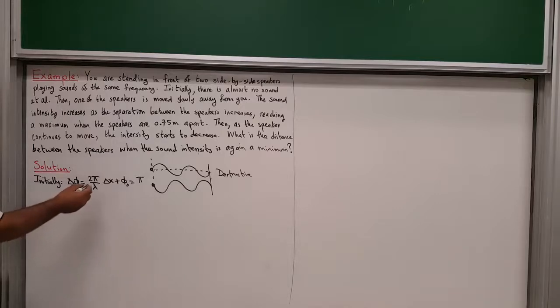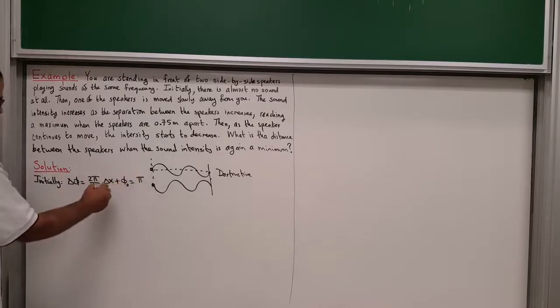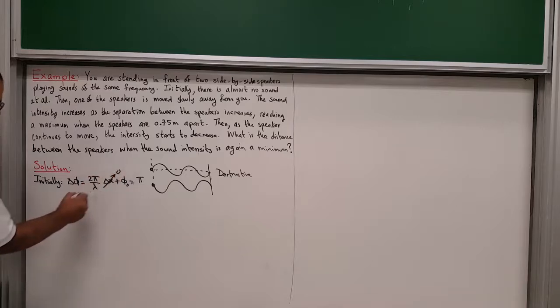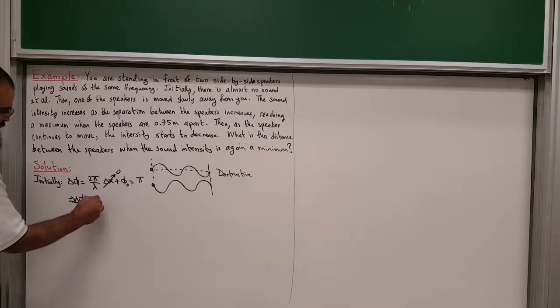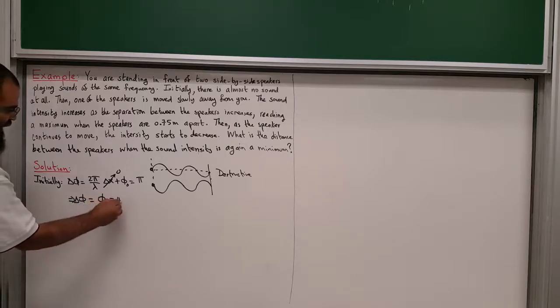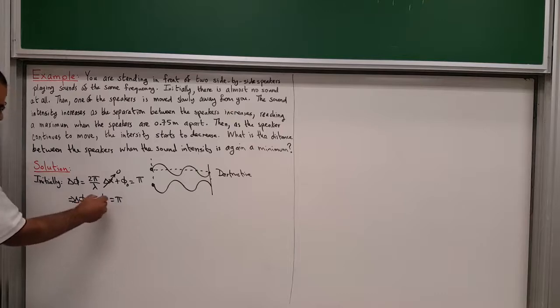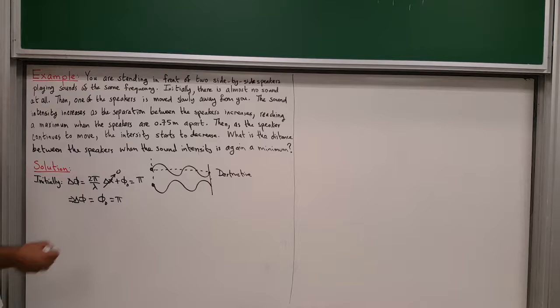But here's the thing. Initially, delta x is equal to 0, so this part here is 0, so we get delta phi equal to just phi 0, and that's equal to pi. So the phase difference between the two speakers is simply phi 0. We just found it, it's equal to pi. So later, let's see what happens later.